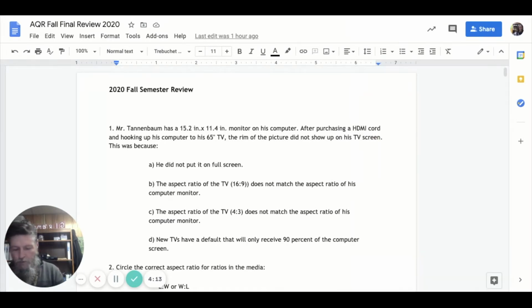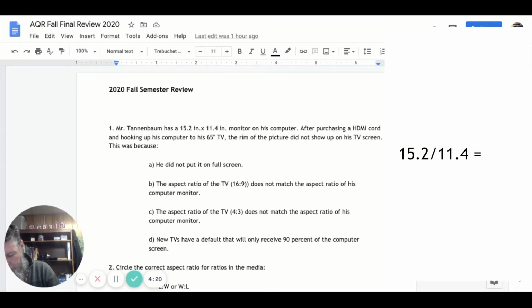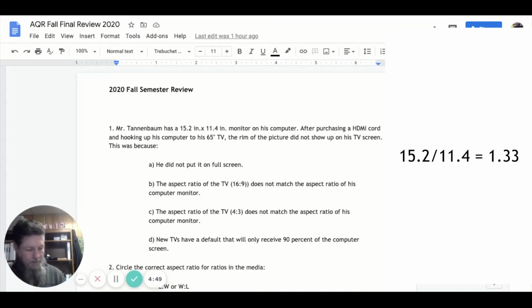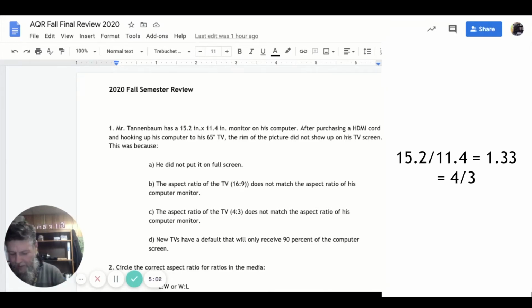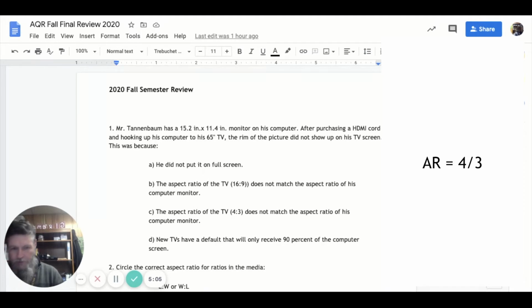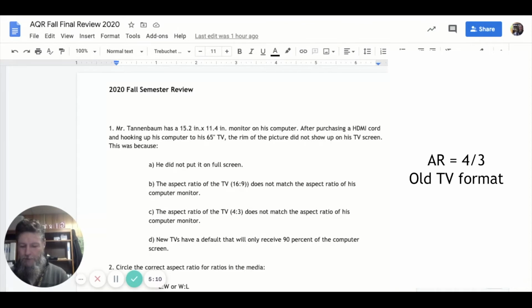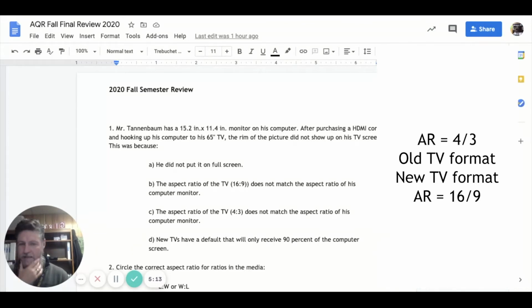Well, what's the aspect ratio of this TV? It is 15.2 over 11.4. So 15.2 divided by 11.4 equals 1.33. Well, guess what else is 1.33? 4/3. So the aspect ratio for this TV is 4/3. Okay? So it's an older TV. It's one of those 4:3 aspect ratios. The new TV is a 16:9 TV.